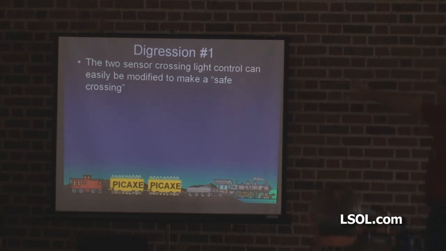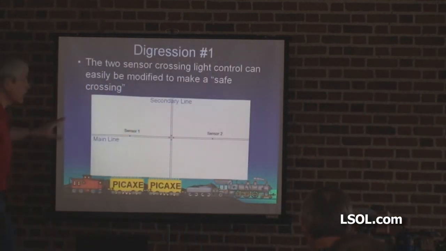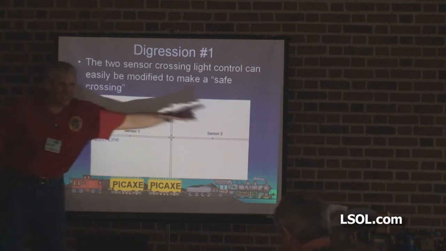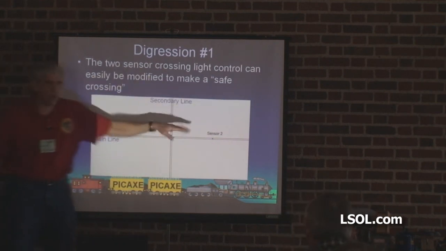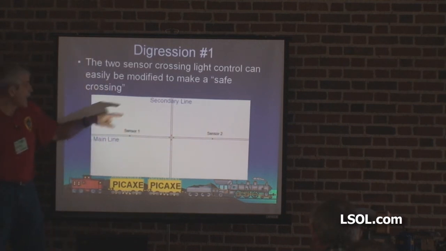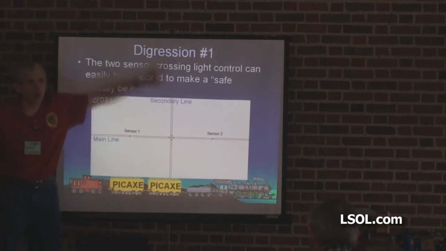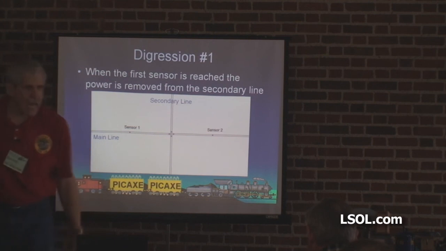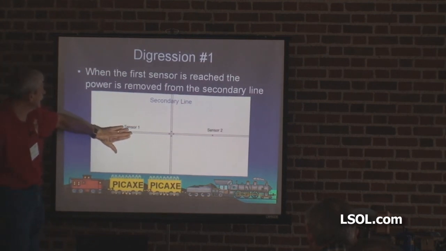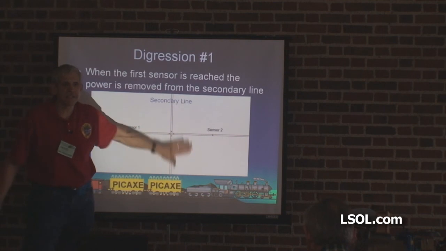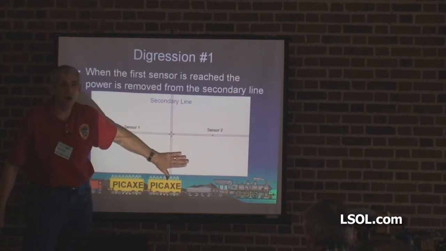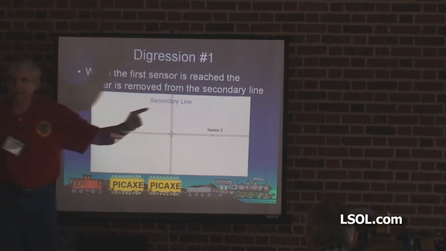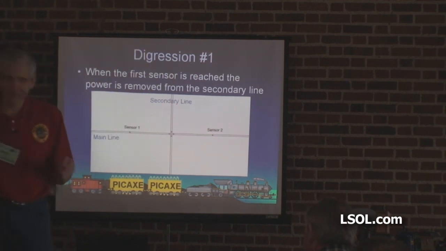The 2 sensor crossing light control can easily be modified to make a safe crossing. I built this for a fellow recently. Let's say you've got 2 trains. One train is on a main line, it can be a loop, it doesn't matter, and it's going this way or that way, we don't care. And you have a trolley going this way across a 90-degree or 60-degree crossing. When the first sensor is hit, it kills the power to this and keeps the power off until it passes. And if you're careful about where you put your blocks, well, let me continue.